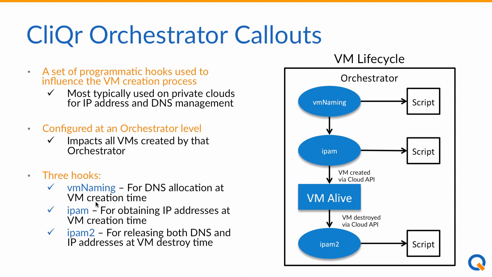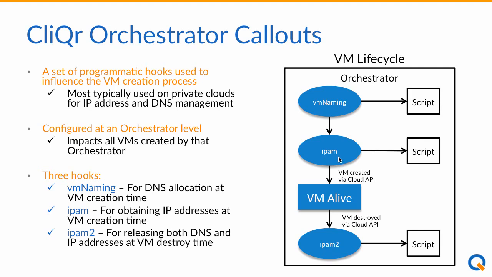There's three hooks shown in text here and shown graphically over here on the right-hand side: VM naming, IPAM, and IPAM2. So what happens is the orchestrator, as it goes to create a new VM, it'll first, if present, call this VM naming hook. You can use it to execute a script of any kind to find a DNS name for that particular VM. And then you set an environment variable at the end of that script, which will then be used once the VM is created and injected into it.